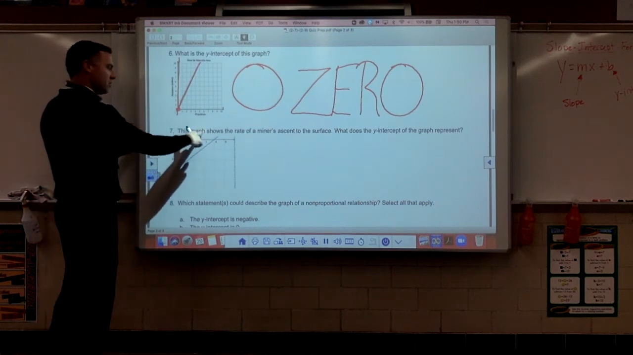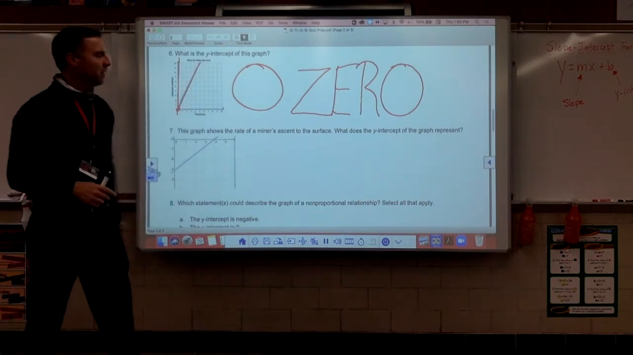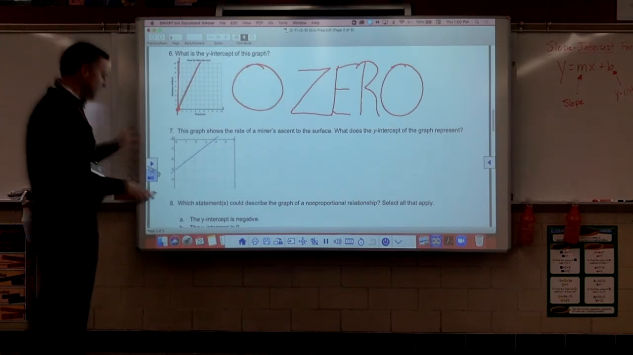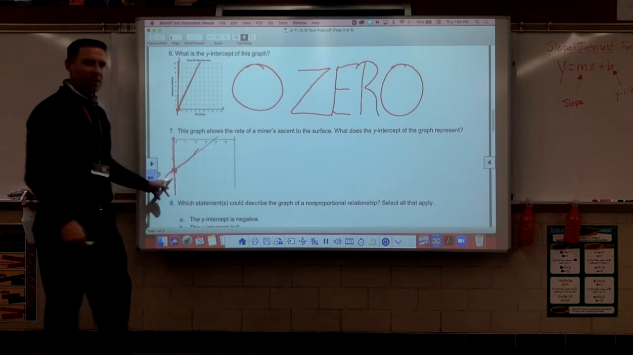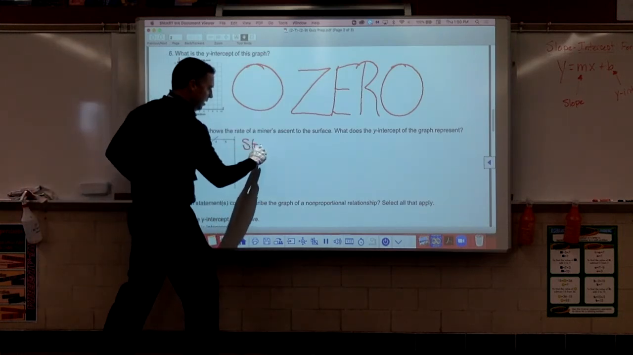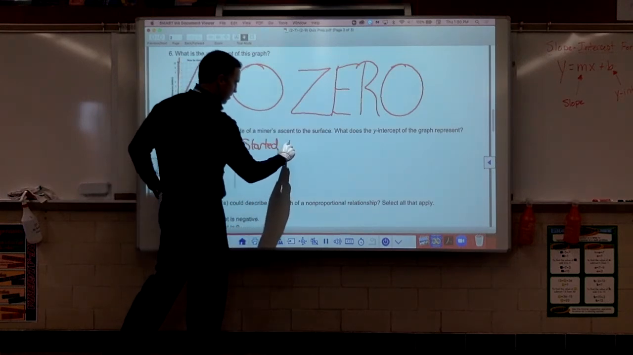This graph shows the rate of a miner's ascent. That means the miner's going up to the surface. What does the y-intercept of the graph represent? Well, the y-intercept right there is -3. Okay, there's your y-axis. Here's the line. They intersect at -3. What does that mean about the miner? Going up. He started 3.